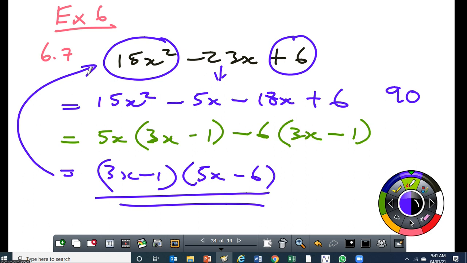So today you've learned a new technique, which I believe, from all the techniques I've used over the years, is the easiest to factorize any trinomial. Yes?